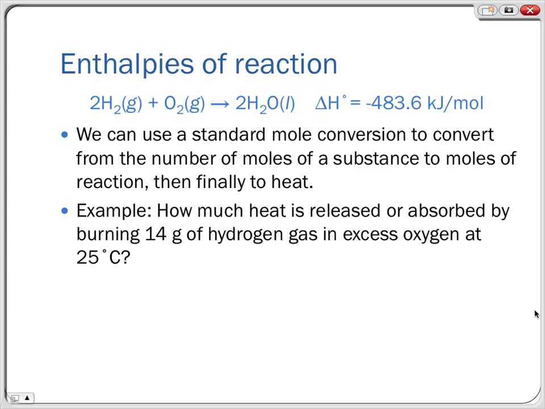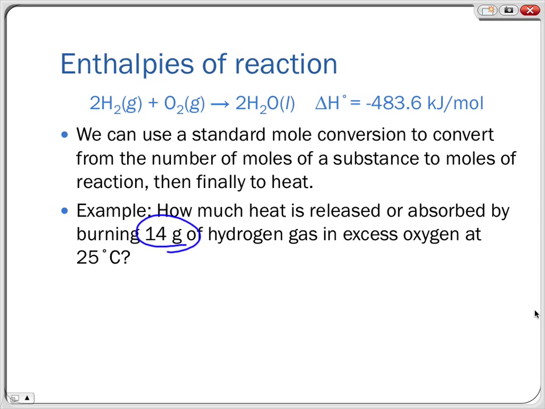So we can use this standard mole conversion to convert from a number of moles or a number of grams of a substance, to moles of reaction, then finally to heat. And so let's look at this situation, a little more complex than the last one we saw. How much heat is released or absorbed by burning 14 grams of hydrogen gas in excess oxygen at 25 degrees Celsius? So what we want to do here is we have the amount of hydrogen gas, 14 grams.